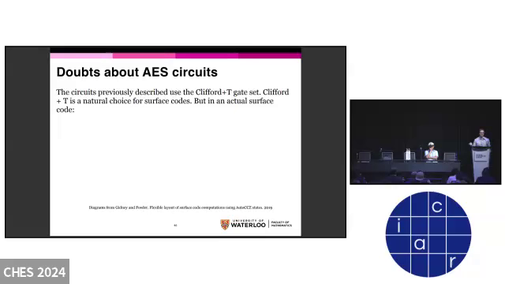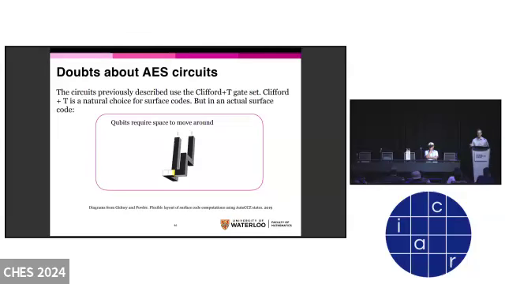I have a lot of doubts, actually, about this entire field. It's something that I've worked in, and now being quite critical of my own work and the other work in the area, I think maybe it was kind of premature. So if we're thinking about the Clifford plus T gate set, it's natural for the surface codes, but an actual surface code is even more complicated. So I'll talk a little bit about this.